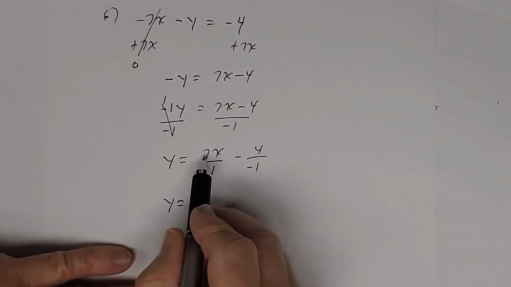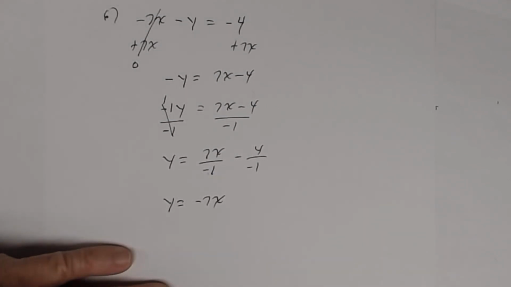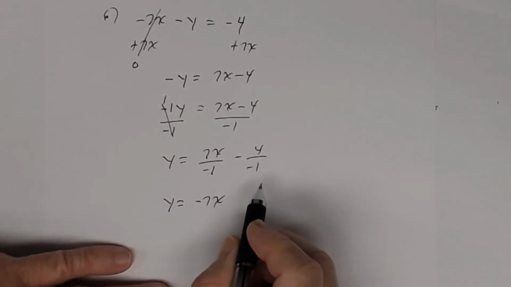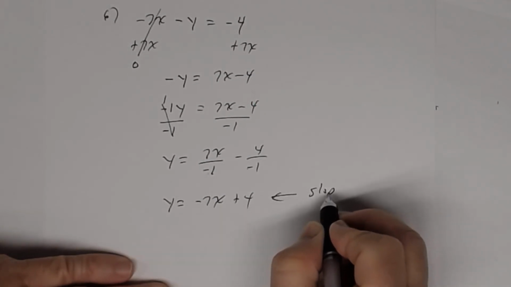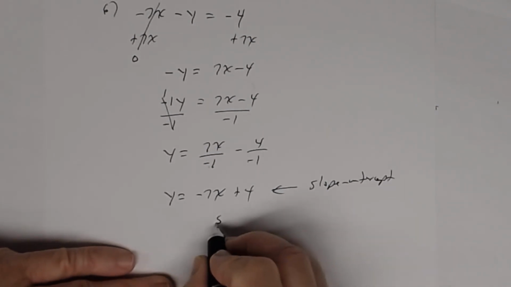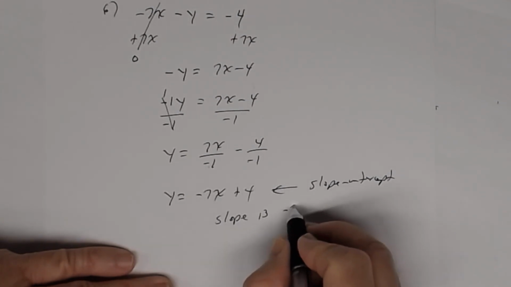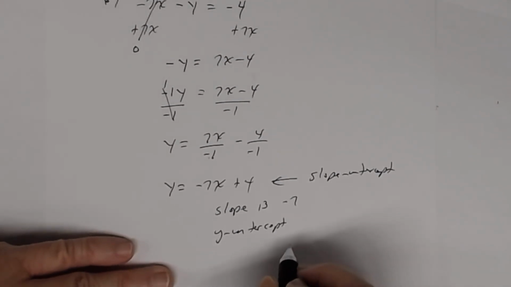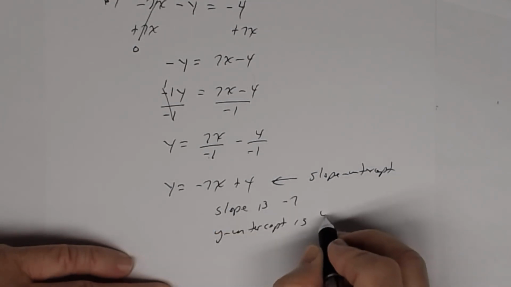We expect you to know that 7 divided by negative 1 is a negative 7, so that becomes negative 7x. We also expect you to know that a negative 4 divided by negative 1 is a positive 4. So now you have slope-intercept form. The slope is the coefficient of x, which is a negative 7, and the y-intercept, the point of the graph where the line is going to cross the y-axis, is positive 4.